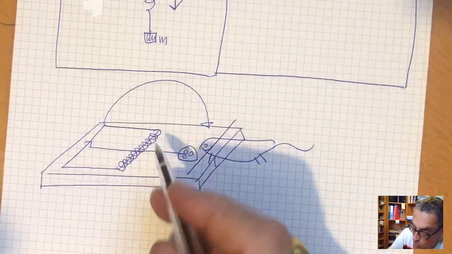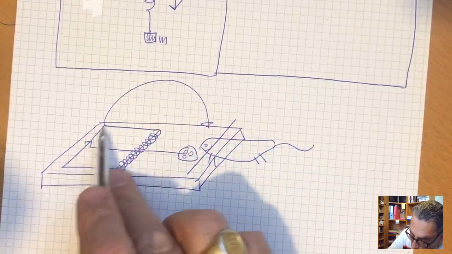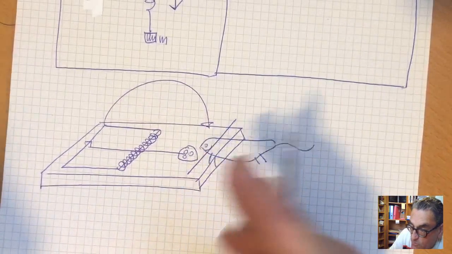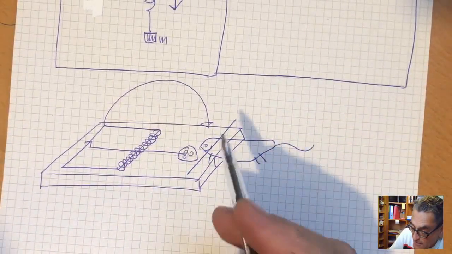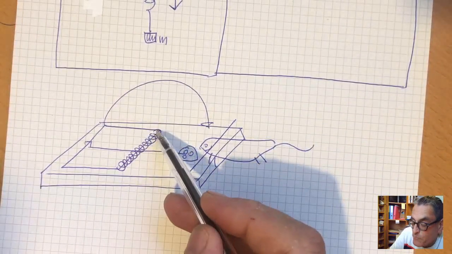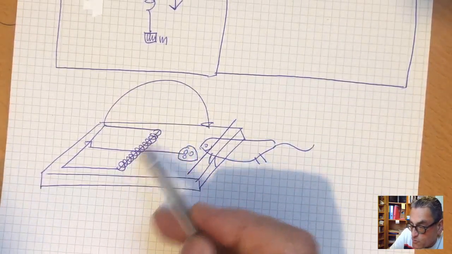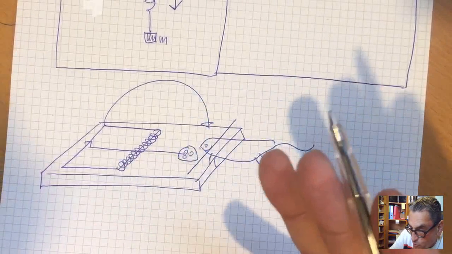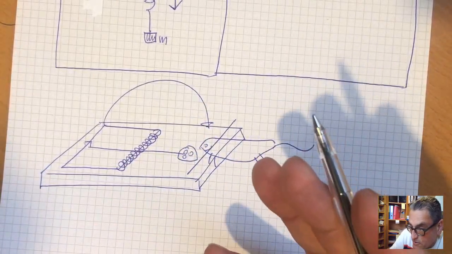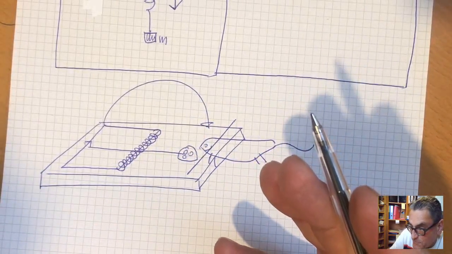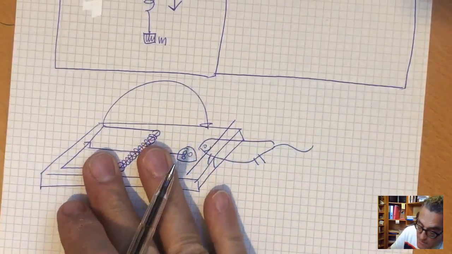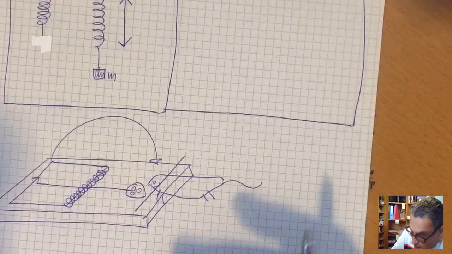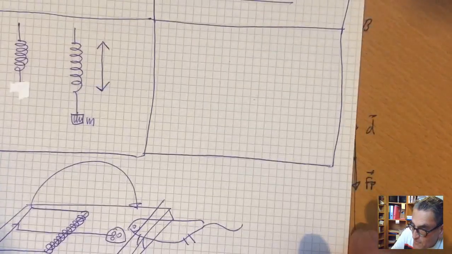Okay, so if you want this to close and to trap the mouse, you need energy. For any physical process, you need energy, and this energy is stored where? It is stored in the spring. Okay, so a spring can store energy, right? Are you convinced?